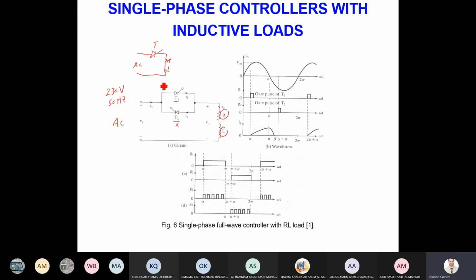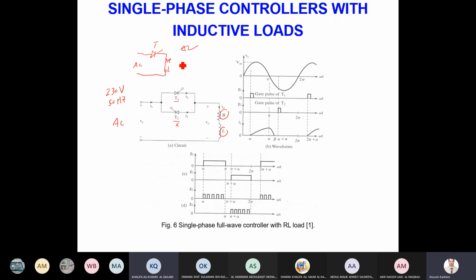What do we call this circuit? Anybody remember? What do you think? What do we call the circuit? Khalifa, Abdul Malik, Shaima, Umayma.